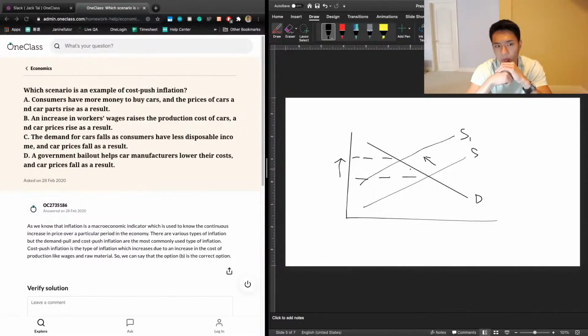So which one of these best fits that scenario? A says consumers have more money to buy cars and the price of car and car parts rises as a result. That's entirely on the demand side, not the supply side. And so it's not going to be what we're expecting to see.